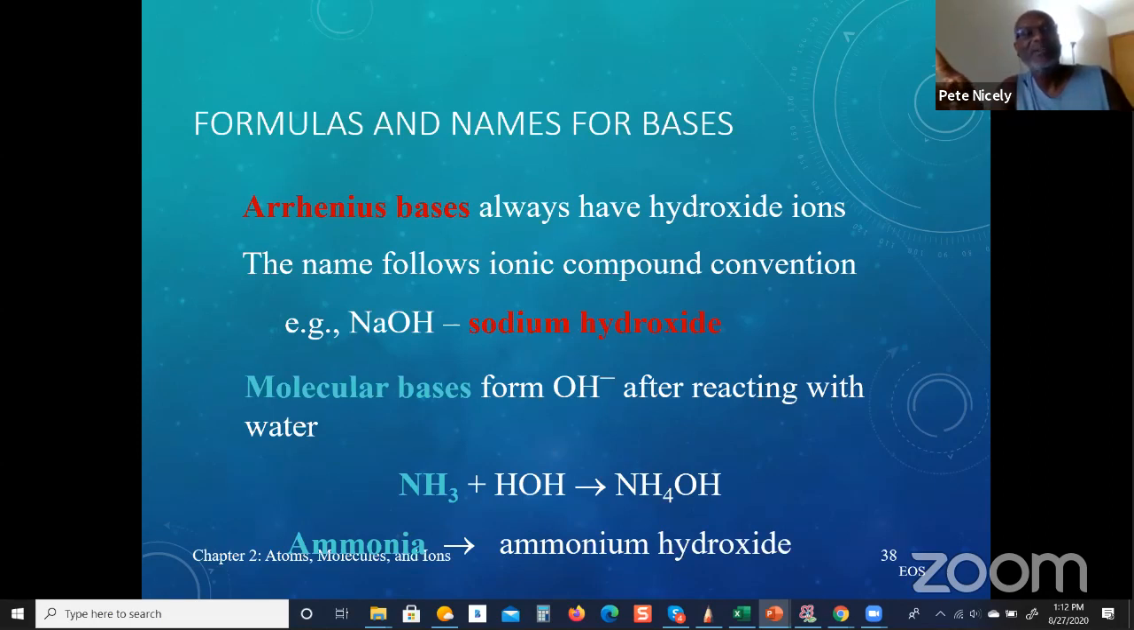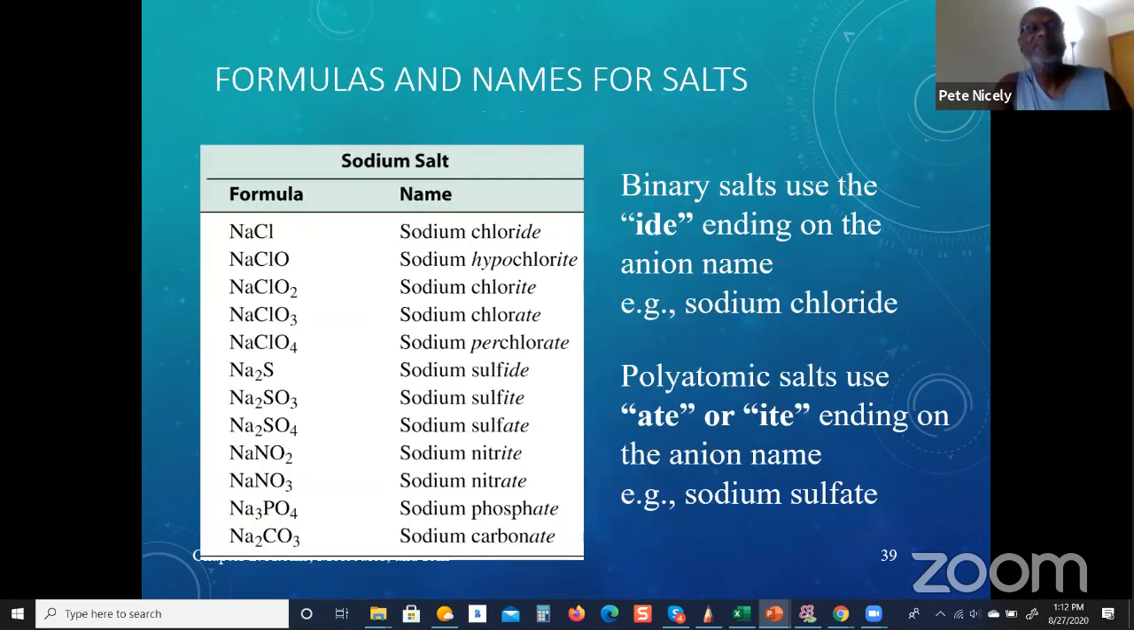In terms of their names, it's basically following the same rules as we did earlier for ionic compounds. And then now for salts, naming these salts is basically the same as we saw before. And for us, it's very simple. All we have to do is look for the names of the anions and cations and put it together. And that's how we end up with names of these compounds, right? So you have examples such as sodium sulfide, sodium perchlorate, sodium nitrate, and so on. So it's a very easy exercise to name these compounds.